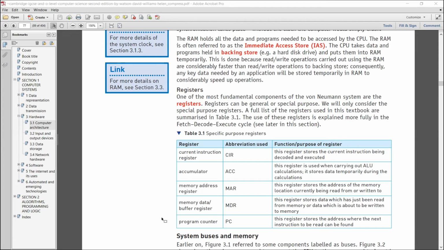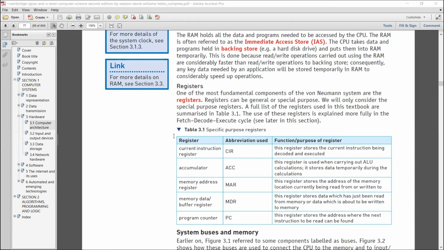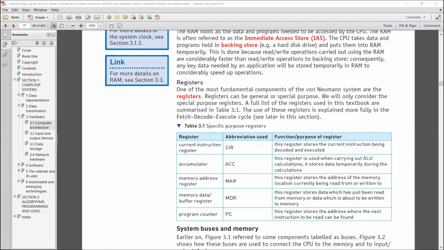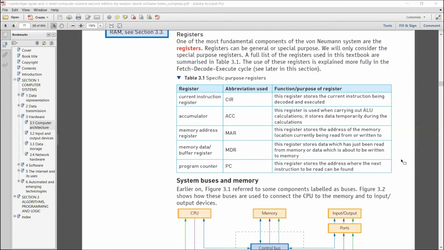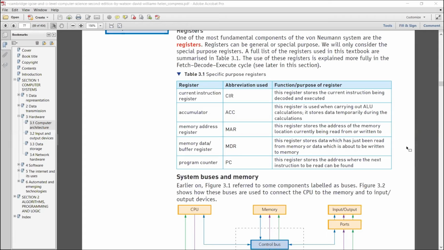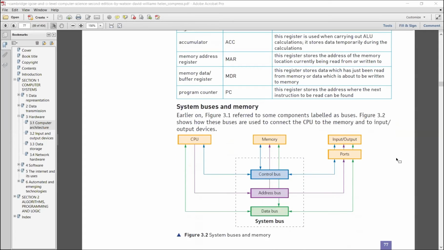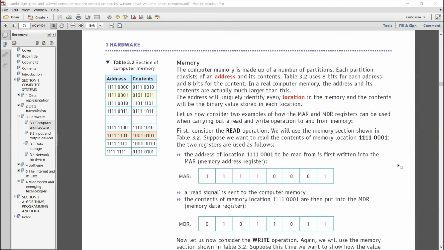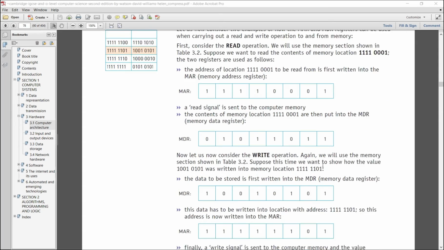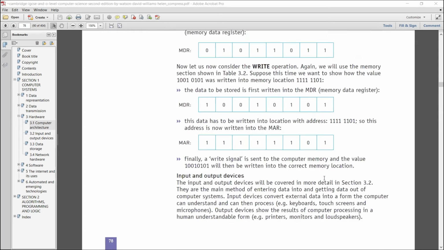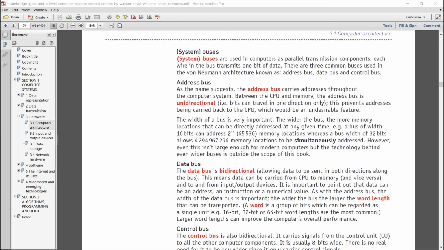Okay, wonderful. Now let's move on to buses. As the name implies, what are buses basically? They are wires, and these wires are there to transport. And what are they transporting? They're transporting either the addresses, or the data, or we have the control bus. So there are 3 buses that we need to know.